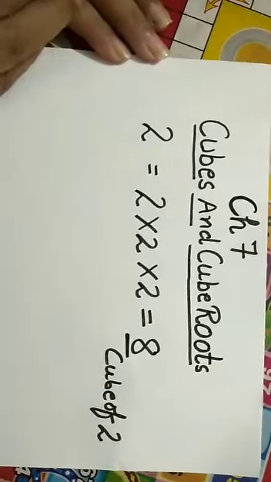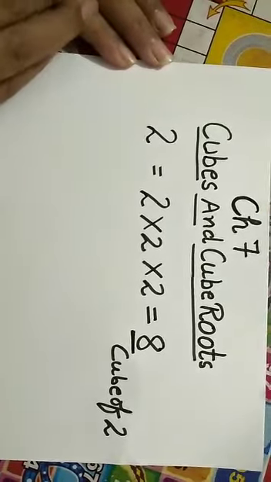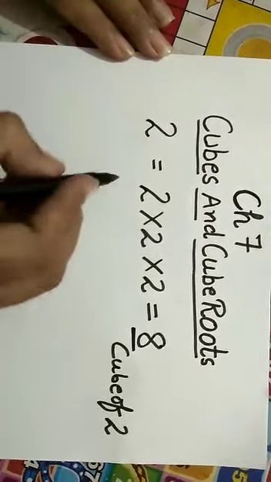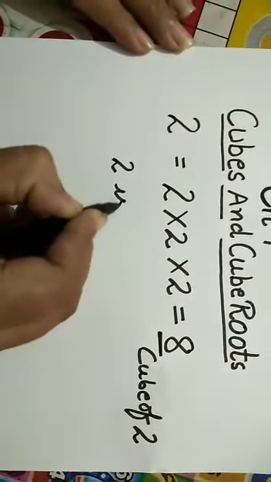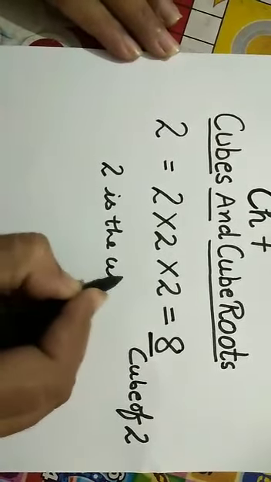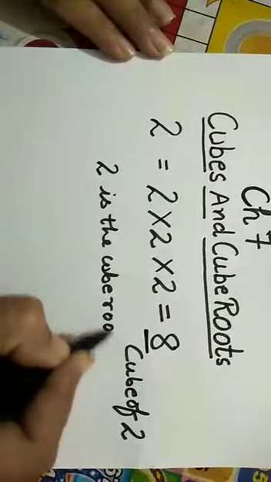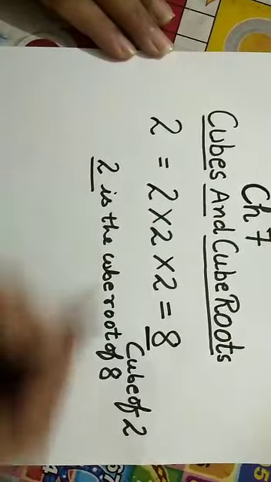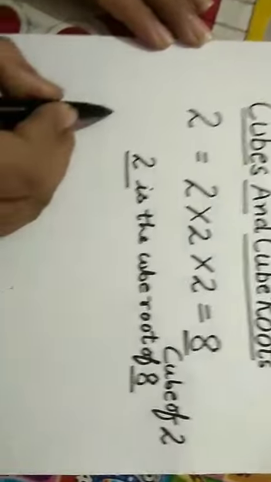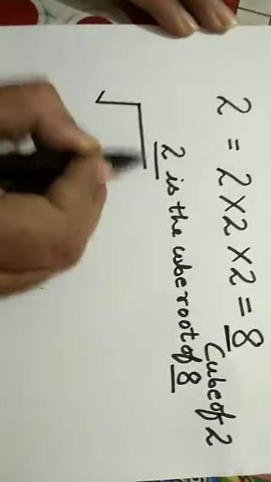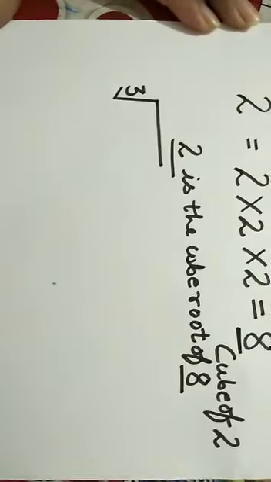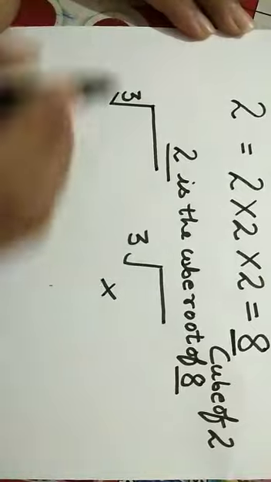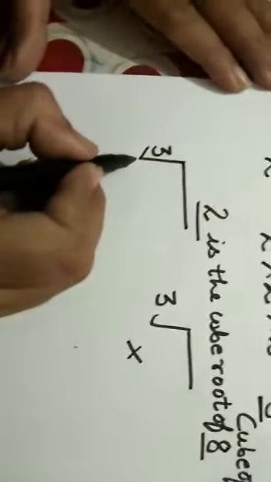Now we have to find out the cube root. Cube root is the inverse operation of cube. It means 2 is the cube root of 8. This is the symbol for the cube root. If you write it this other way, it is wrong. This way you have to write it; this is the symbol for the cube root.